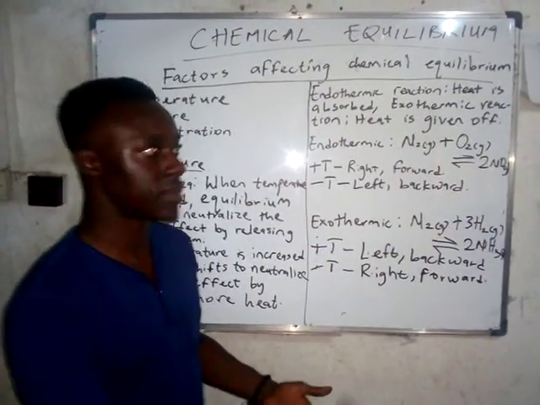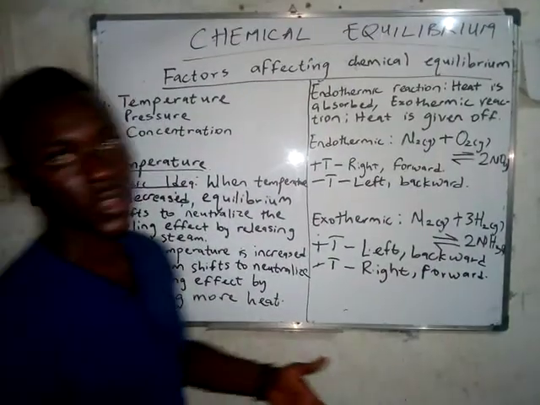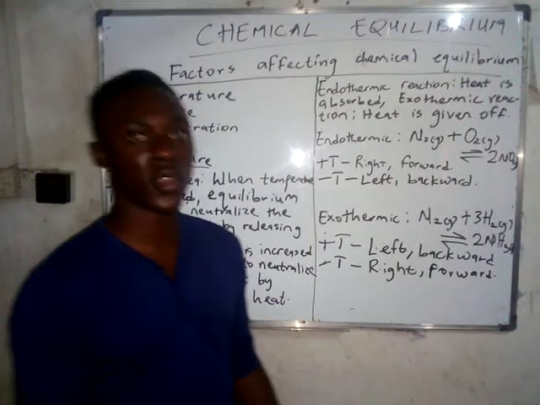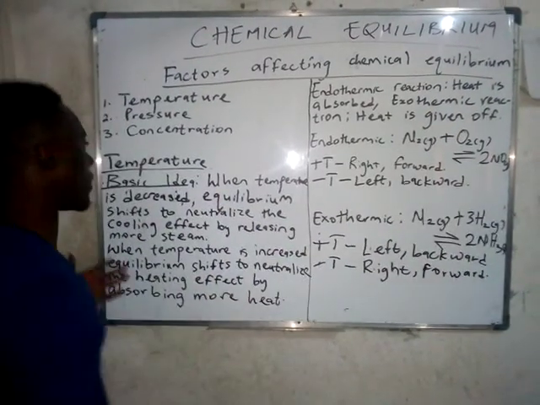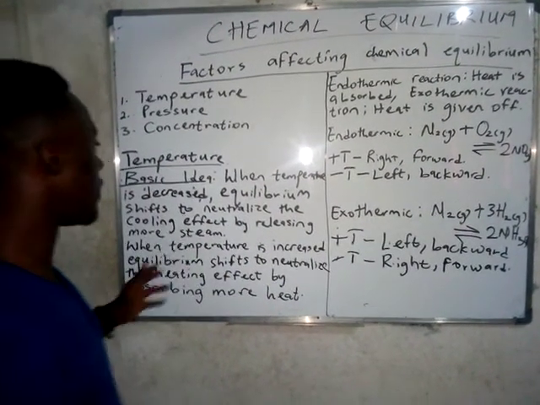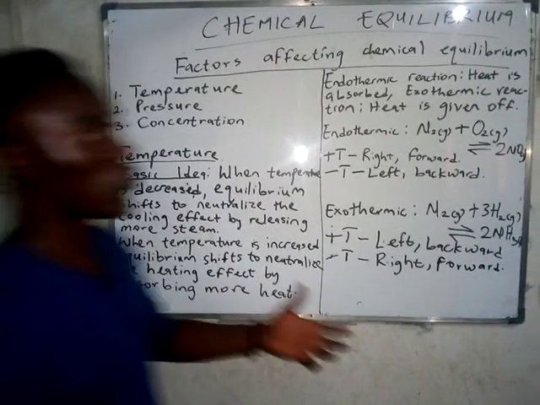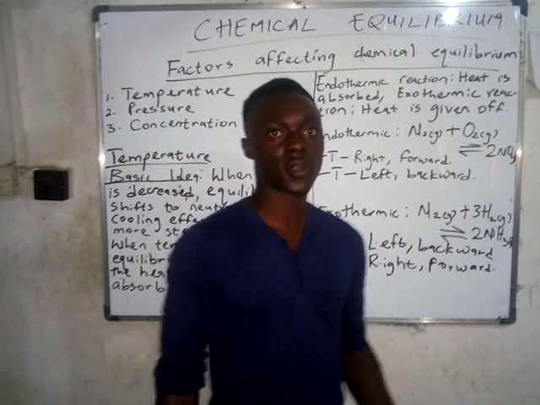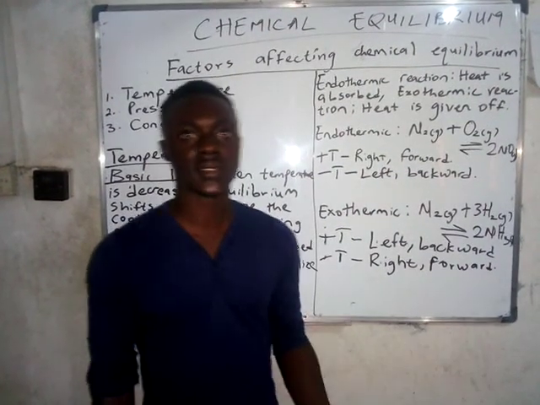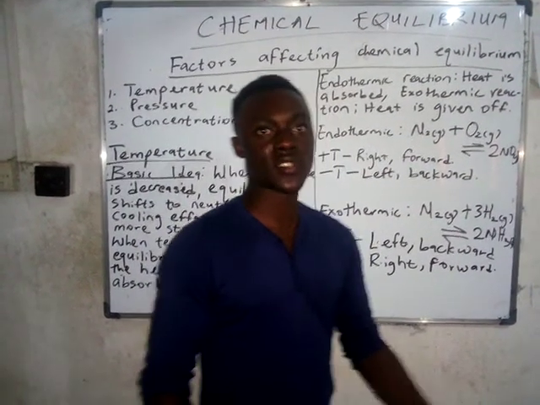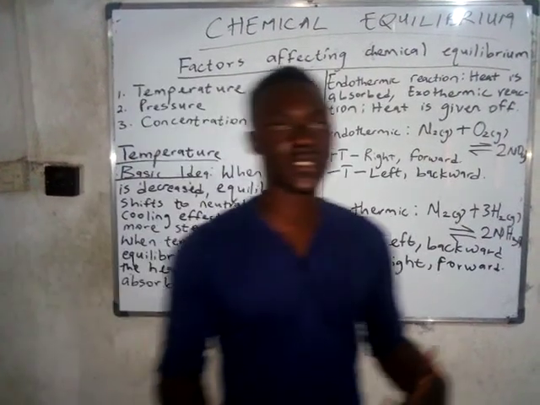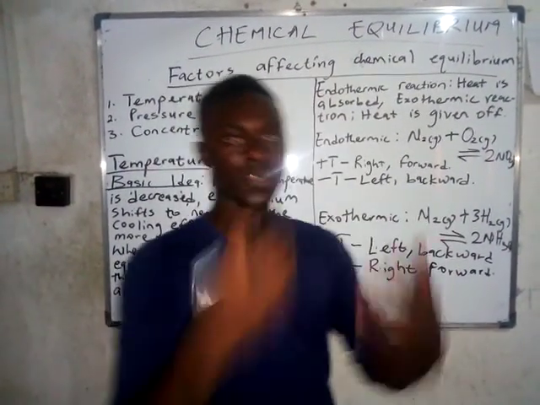When you heat the system, the temperature of the system, or the solution in question, or whatever you are heating, increases. The temperature increases when you add more heat. So, from the basic idea we have here, it says when temperature is decreased, equilibrium shifts to neutralize the cooling effect by releasing more steam. So when you take out heat, the first scenario we have here is when temperature is decreased. When you decrease temperature, either by freezing or allowing it to cool, the equilibrium position has to shift in order to neutralize that cooling effect.